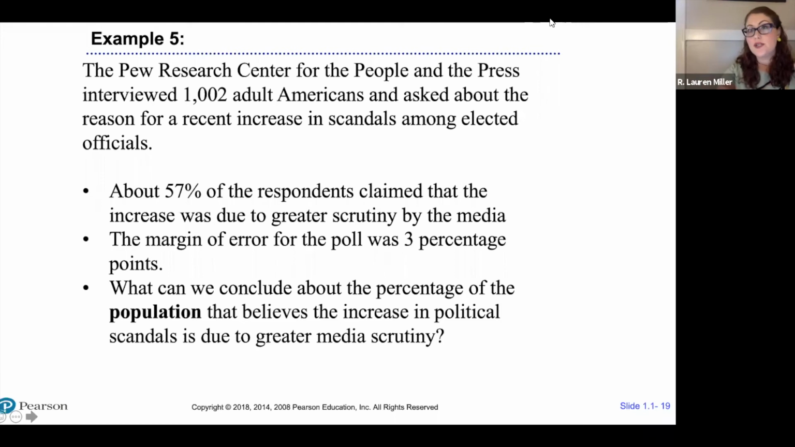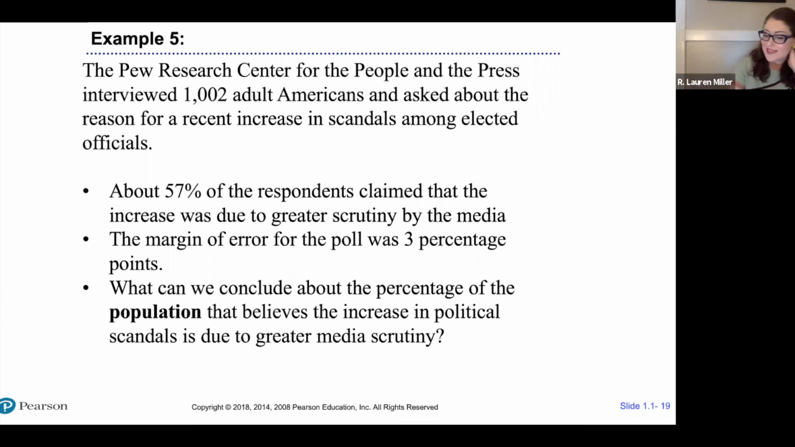So the Pew Research Center for People in the Press, this is a real organization, interviewed 1,002 adults, which is a weird number, not a nice even number, but good for them, and asked them to give a reason for the recent increase in scandals among elected officials. Very scandalous. So about 50% of the respondents claimed that the increase was due to greater scrutiny by the media. The margin of error for the poll was 3 percentage points. So what can we conclude about the percentage of the population that believes the increase in political scandals is due to greater media scrutiny?